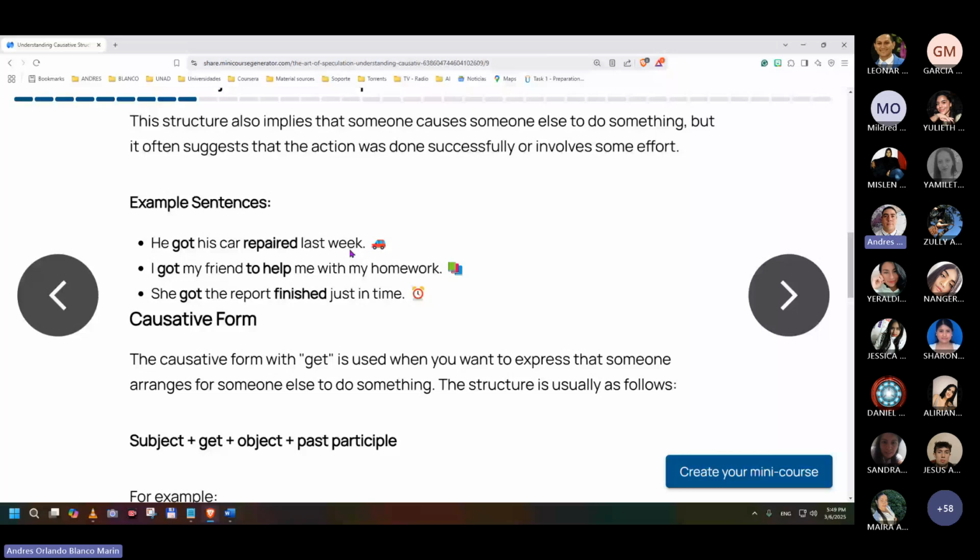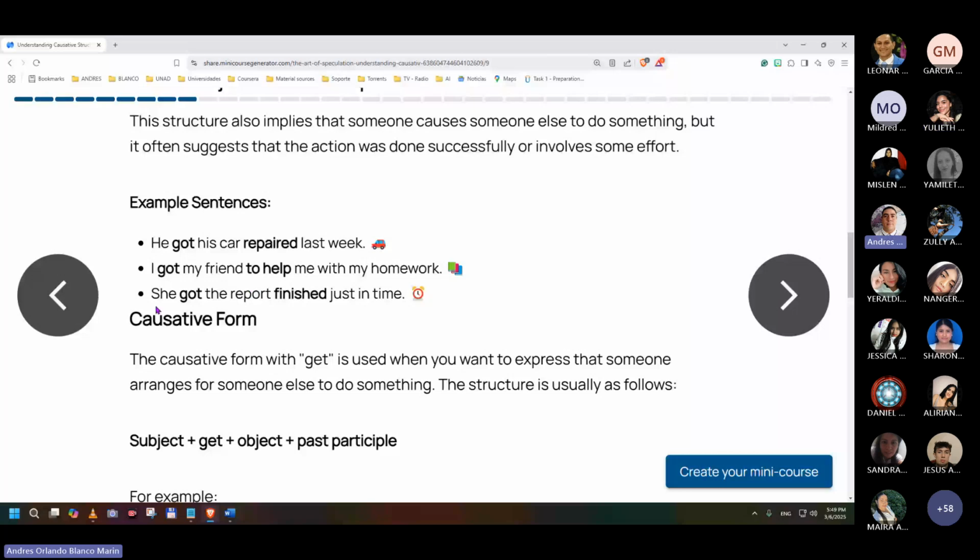I got my friend to help me with my homework. Second case, second structure, first structure with get. You can use the past participle or you can use the base form. But what you can't do is say "to repaired." That won't be a possibility.